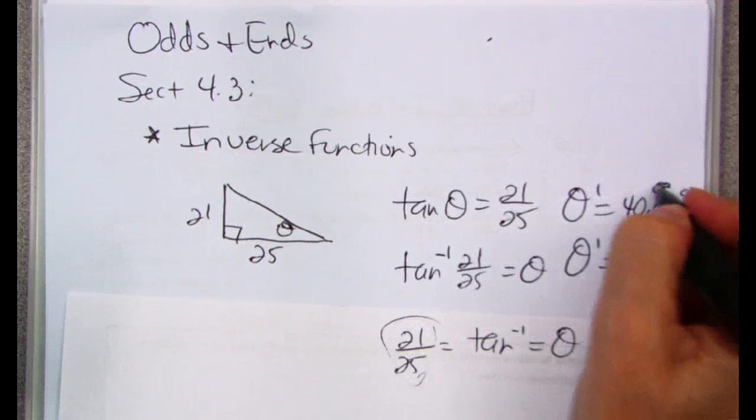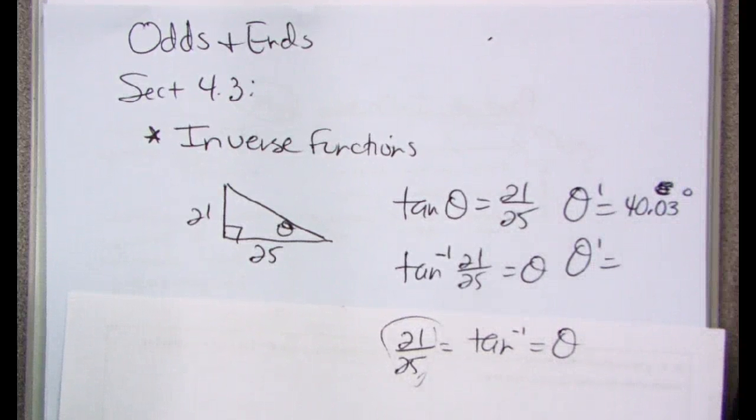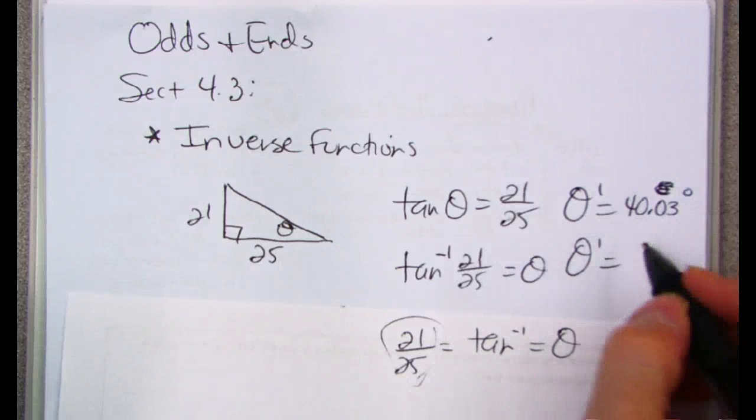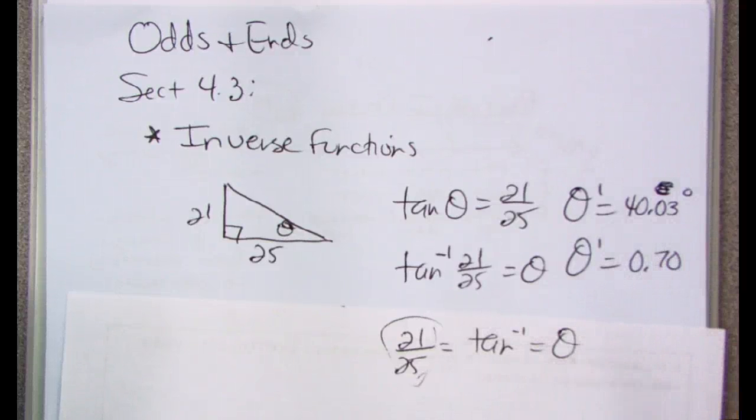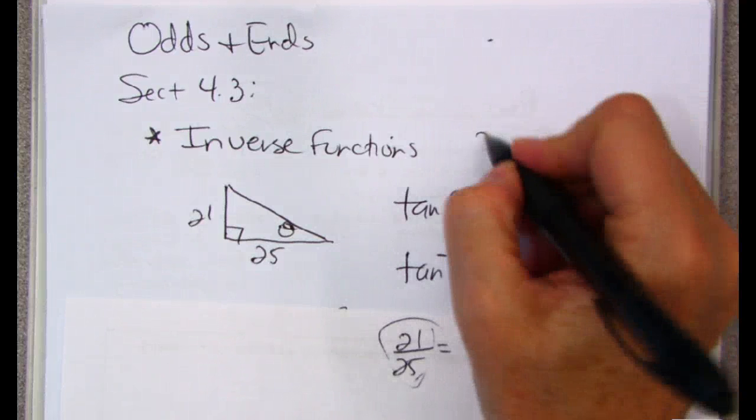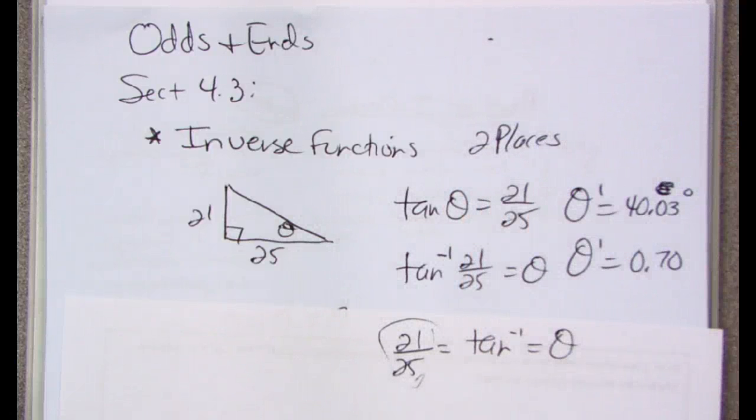So the degree symbol should be over there. Do this problem, please. Oh, there we go. Okay, yeah. I said 2 places on the last one, so I'm following through and doing the same thing. 2 places here also.